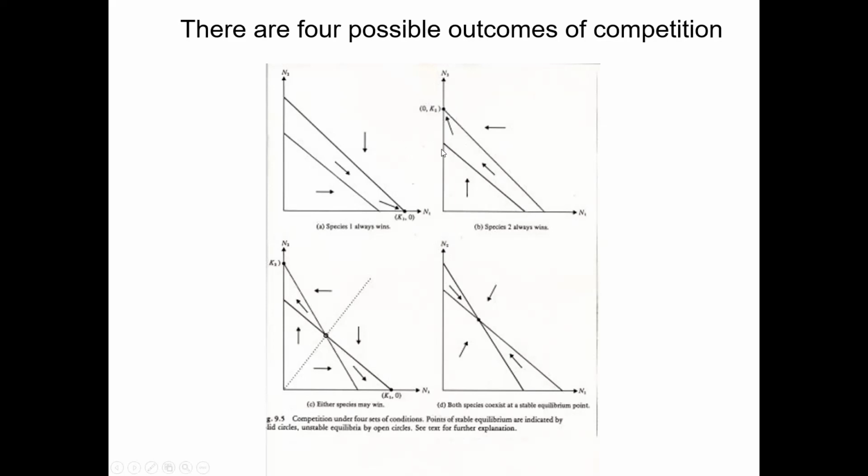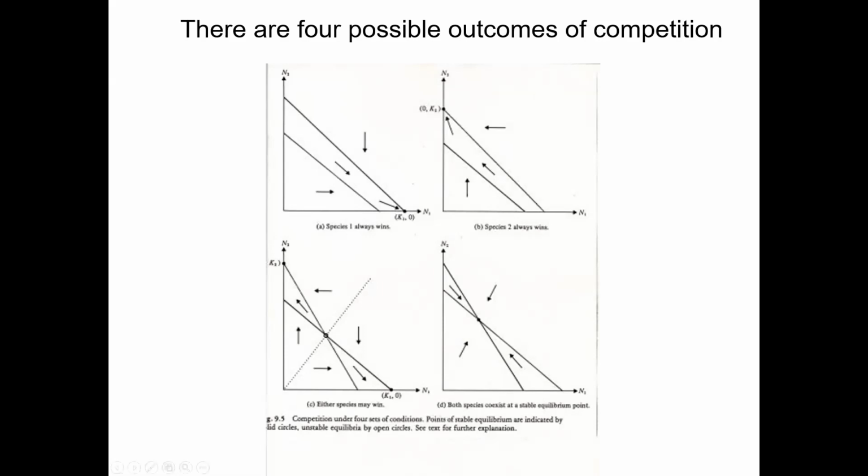We're going to leave this axis, this point here undefined for the moment, and this one undefined for the moment. But I'll show you how to find them. But okay, what we can do with these two top graphs then is model a situation in which one species drives the other extinct. Just look at which isocline lies outside the other.